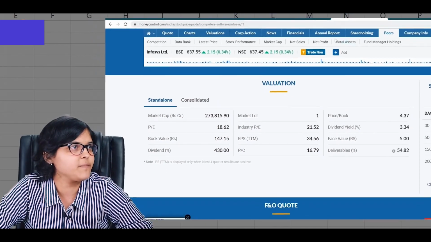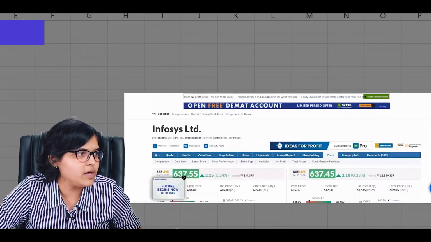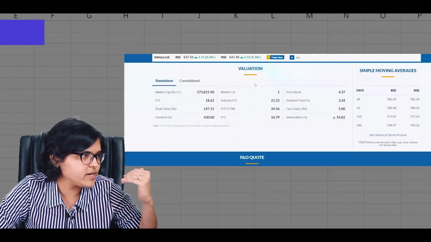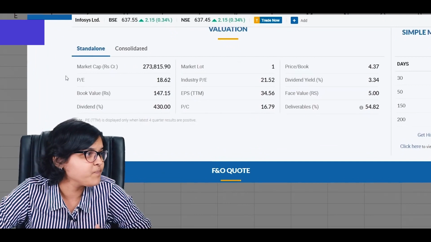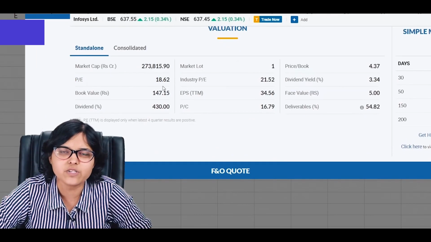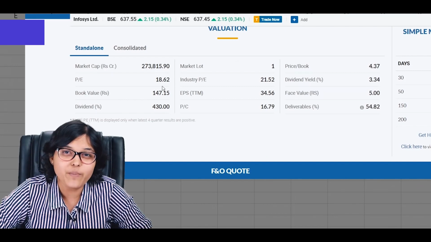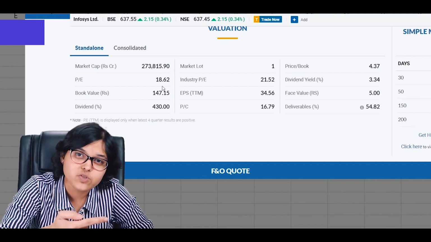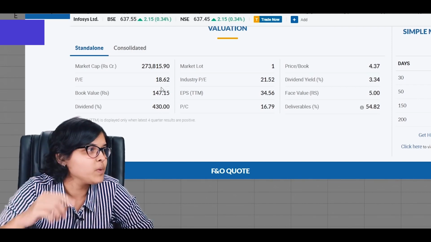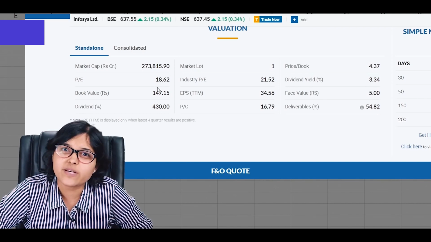I'll give you a very simple example. I've opened up Money Control and in Money Control I've opened Infosys. I'm just scrolling down and once I go down, this information is readily available for me. So here you can see PE is 18.62. Can you guess what is 18.62? I'm ready to pay 18.62 times of the earning per share. Okay. But then is this 18.6 too expensive or not?